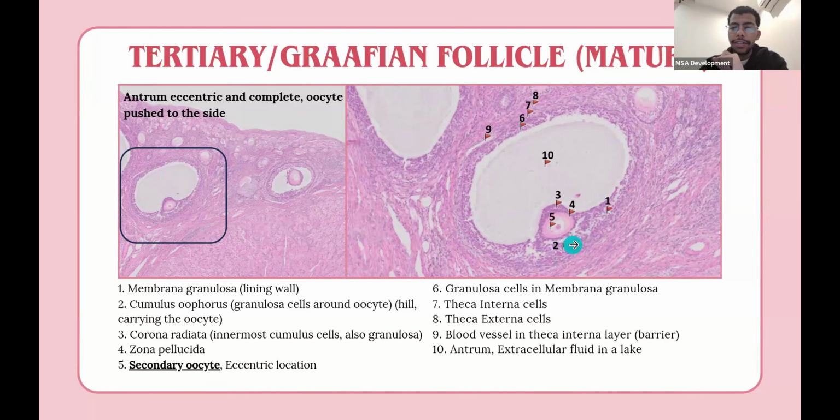This is called cumulus oophorus. Now, what is that? It's basically the thing that is carrying the oocyte. It's like a group of cells. They're also granulosa cells. Then around it, we have the corona radiata. Corona basically means crown. So it's basically like sitting like a crown on top of the oocyte. So the corona radiata is still granulosa cells. They're all granulosa cells. All right.